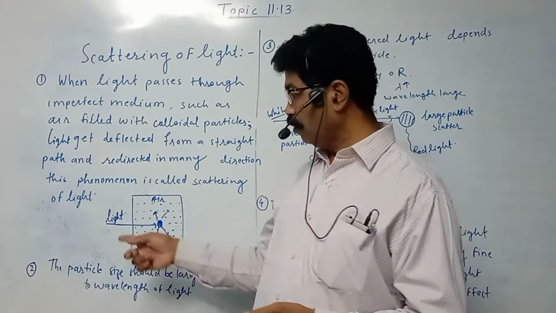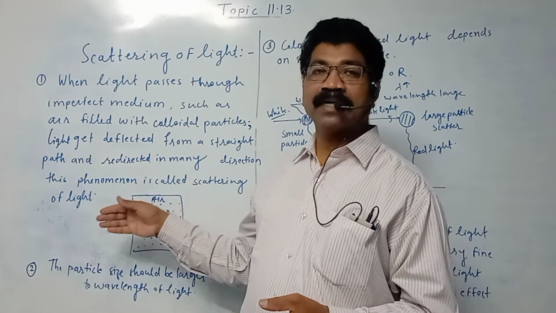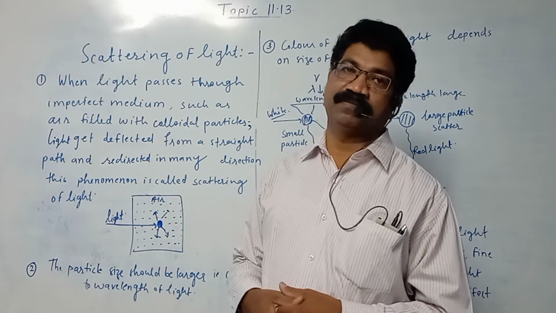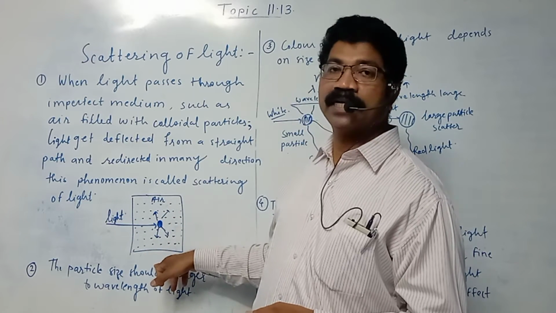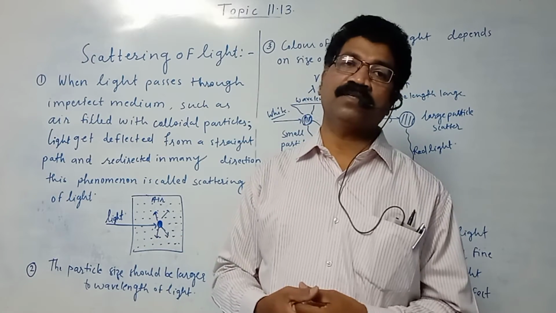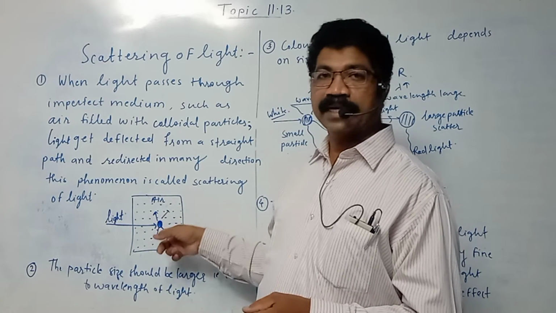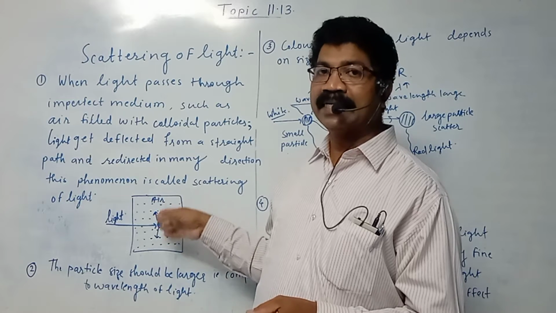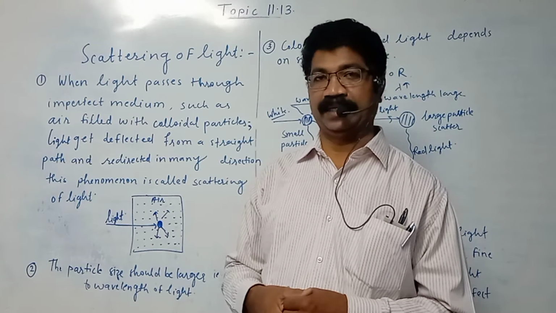When light falls on such a particle, the particle absorbs the light energy and re-emits this energy in different directions, so that the light is coming in this direction, but below it you will get the light. This phenomenon is called scattering of light. When light comes in a straight line and strikes a particle in its path, the particle will redirect the light in different directions.